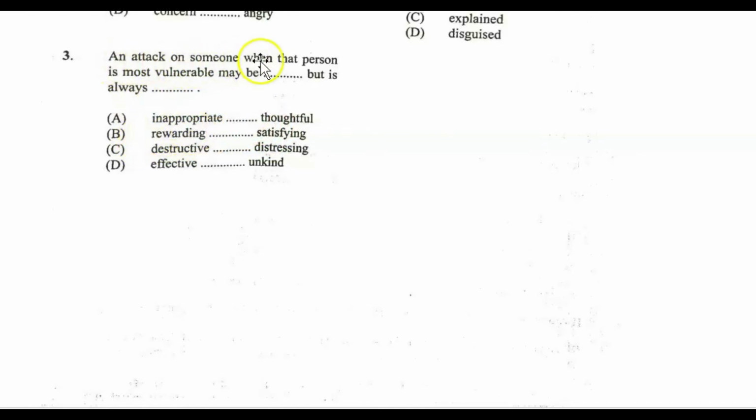An attack on someone when that person is most vulnerable may be destructive, but it's always distressing. No, we've just struck this one out too. So let's see D. We're left with option D. It may be effective, but is always unkind.